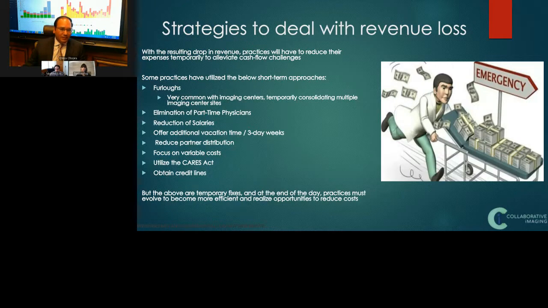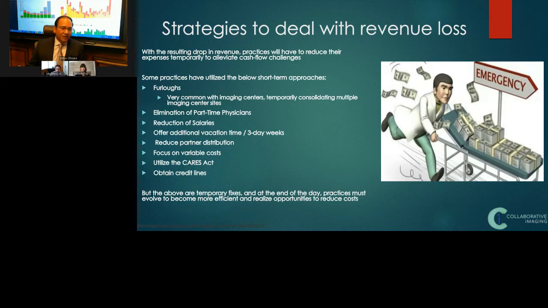Some of the strategies that groups have used around the country, again, these are temporary strategies, but you don't hear yourself ever saying that healthcare groups are going to be furloughing physicians or furloughing their employees, but we've seen a lot of furloughing happen. We've seen elimination of part-time physicians. We've seen reduction of salaries of physicians. We've seen physicians being offered additional vacation time, so they don't work 5 days a week. They just work 3 days a week and only get paid for 3 days a week. We've seen partners who founded the companies, who worked their way up to become a partner in their physician practices, getting paid nothing or reduced salaries.